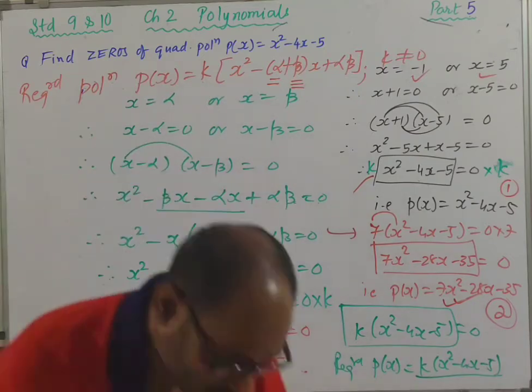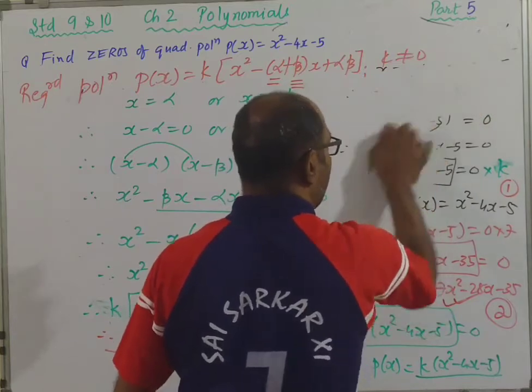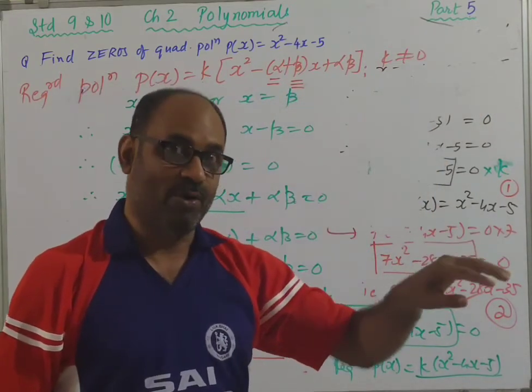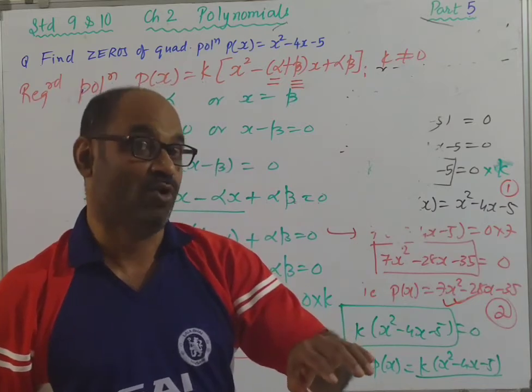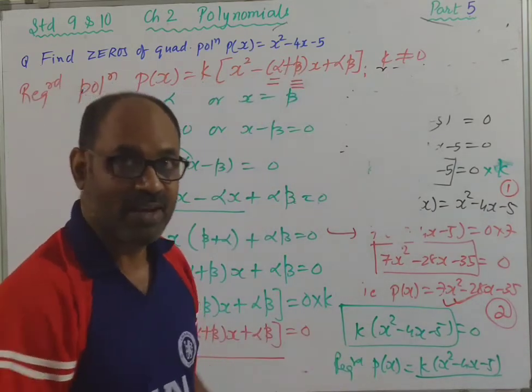Children, you will have to remember this nicely. 10th standard children, for you they ask, if the zeros of the quadratic polynomial are 5 and minus 1 upon 2, then find the polynomial. So you have to find it by using this formula.